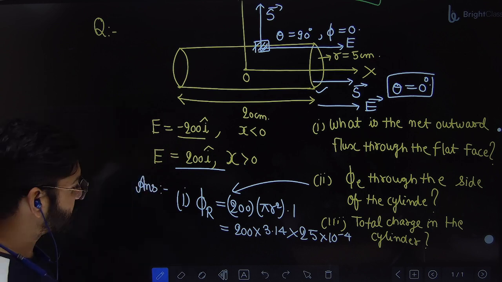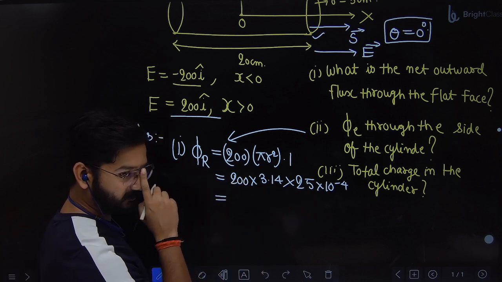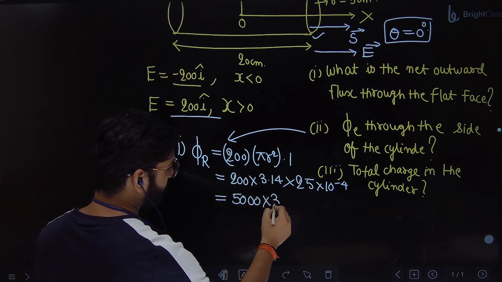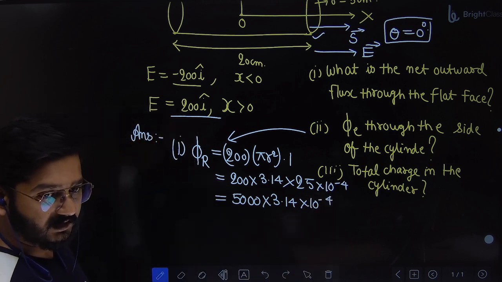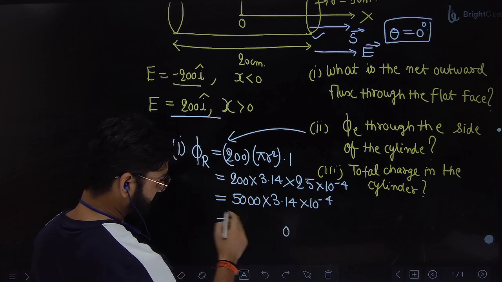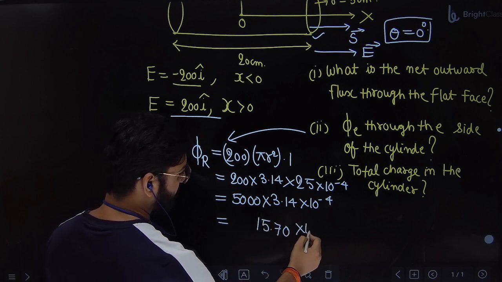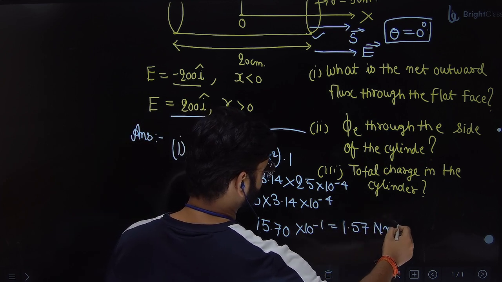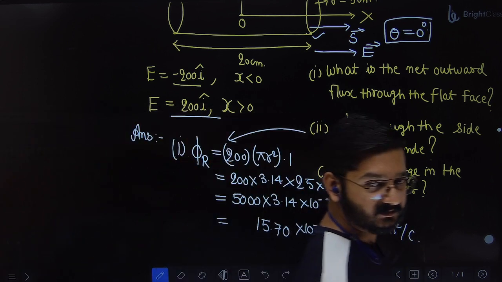Any problem? See, you guys are champions at calculation. Do the calculation. So 25 into 2 will be what? 50. So 50 and then two zeros into 3.14 into 10 to the power minus 4. All clear? Multiply. 5 fours are 20. 5 ones are 5. 7. 5 threes are 15. 15.70 into 10 to the power minus 1. So what is the answer? 1.57 Newton meter square per coulomb. Clear?